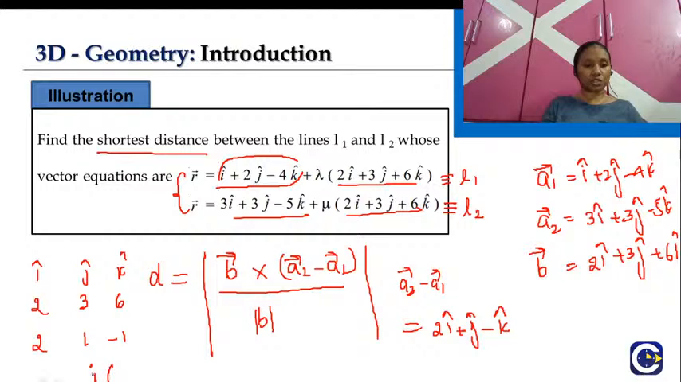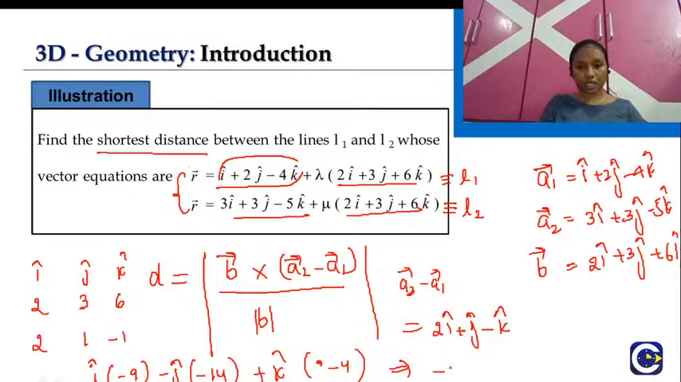So i cap into minus 3 minus 6, so it will be minus 9, and minus j cap. So this thing will be eliminated. So minus 2 minus 6 twos are 12, so it will be minus 14, plus k cap into 2 minus 3 twos are 6, so 2 minus 6 will be minus 4. So now if I see here, it will be minus 9 i cap, plus 14 j cap, minus 4 k cap.